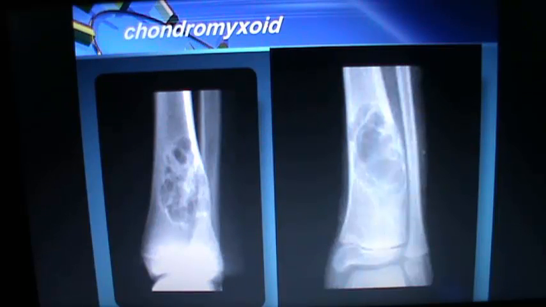So this one is a chondromyxoid, cortex intact, minimal expansion. The main lesion is bulging into the marrow, and similar to that of the non-ossifying fibroma, it is well defined, but showing internal structural calcification. Internal calcifications. Rings, arcs, flecks, and mottling.